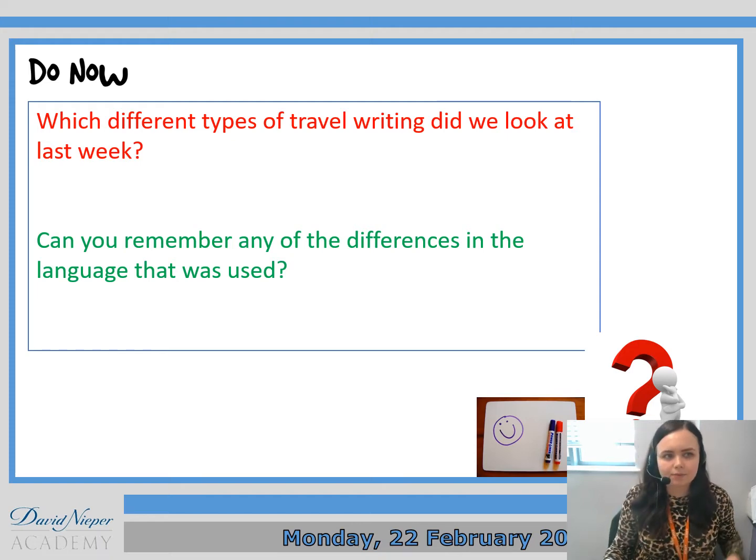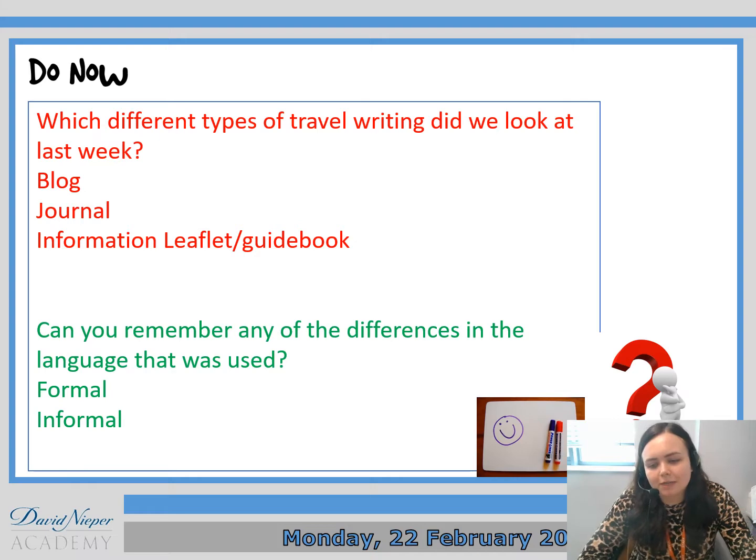So hopefully you've given yourself some time to have a think about this and now you're having a look at the answers. Which different types of travel writing did we look at last week? Well, we had a look at a blog, a journal, and then an information leaflet or guidebook. So we had a look at 3 different styles of travel writing.